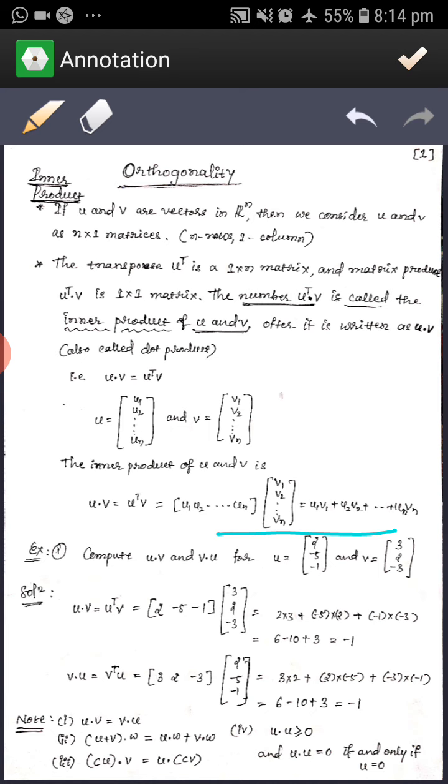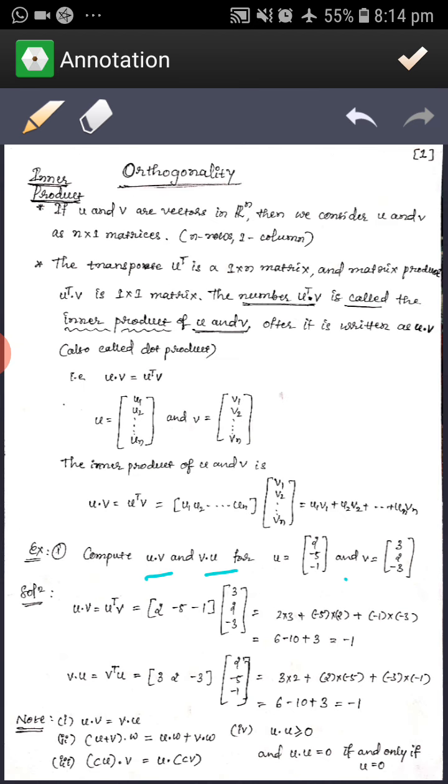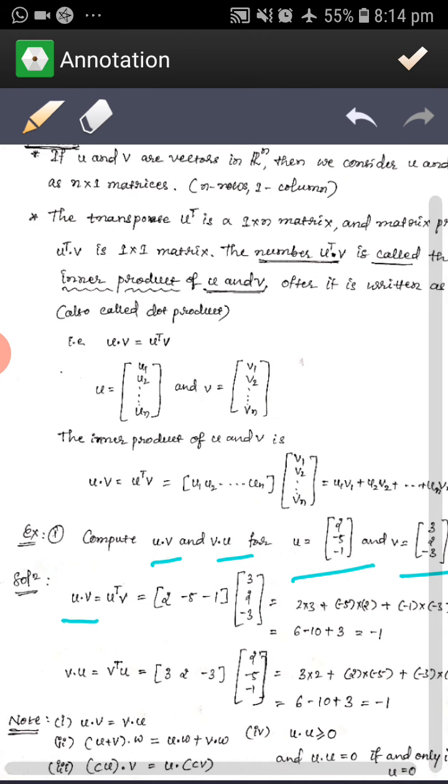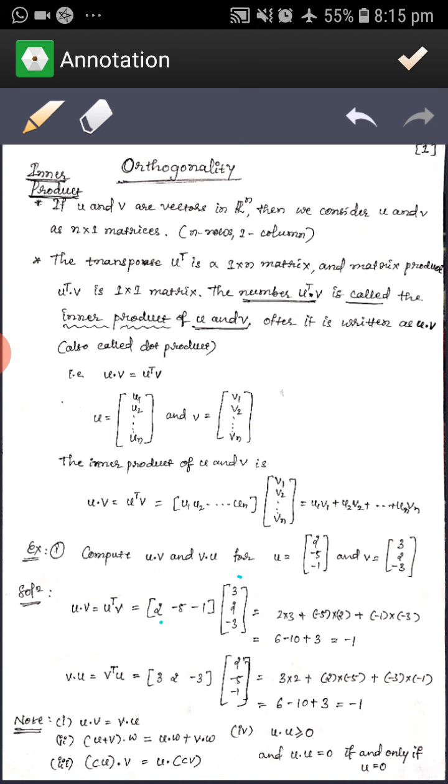Now let's see an example. Compute u dot v and v dot u, where u and v are like this. u dot v is nothing but u transpose v. With u as 2, minus 5, minus 1, the transpose is 2, minus 5, minus 1, and v is as it is. Multiplying, we get 2 into 3 plus minus 5 into 2, plus minus 1 into minus 3, which gives minus 1.